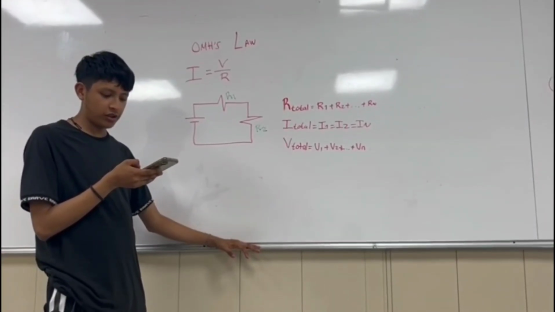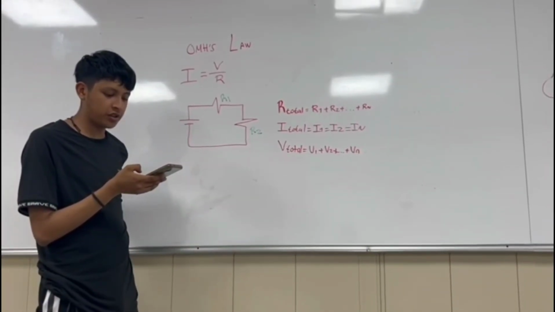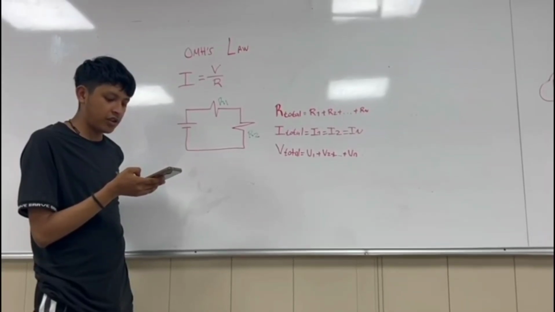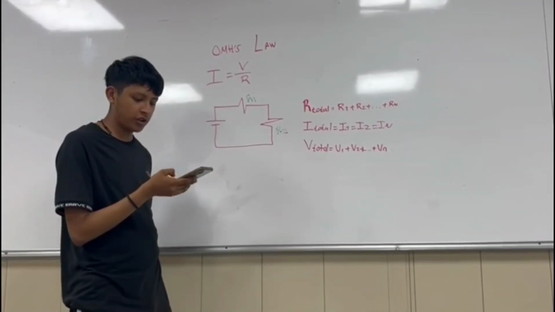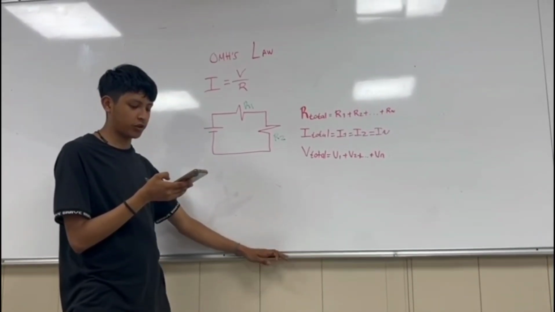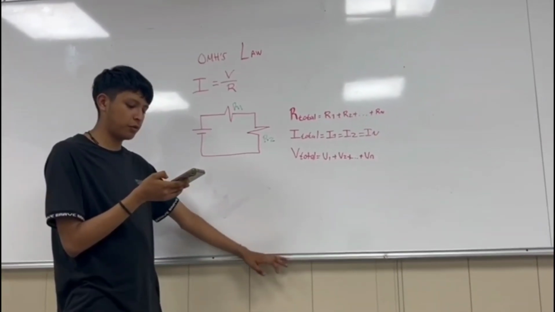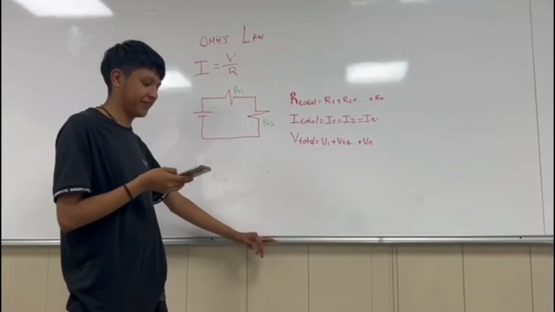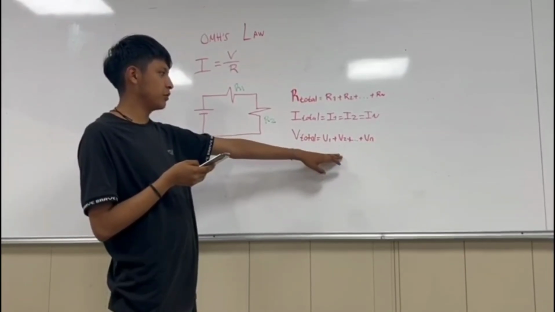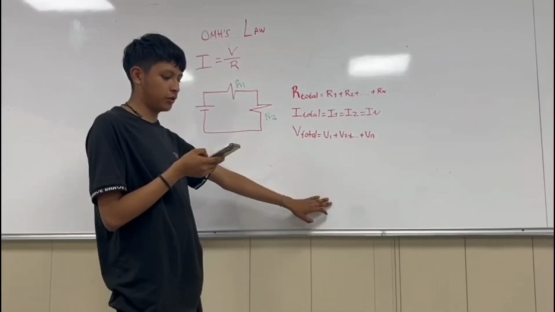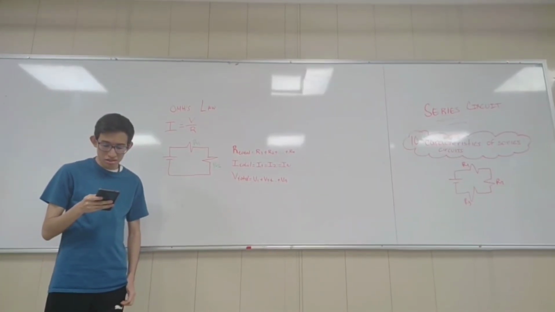3. Voltage across each resistor. The voltage across each resistor can be calculated using Ohm's law, where I is the total current flowing through the circuit. 4. Total voltage. The total voltage supplied by the source is the sum of the voltages across the resistors. The total voltage is equal to V1 plus V2 plus, and so on up to Vn.